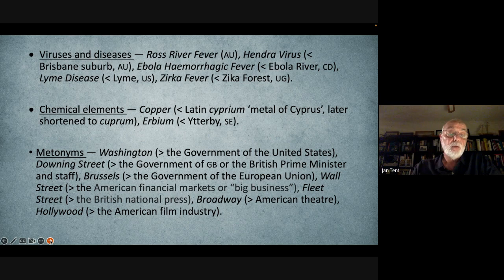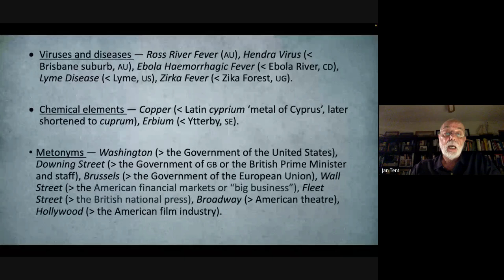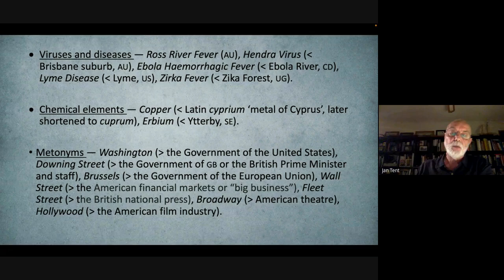Chemical elements come from place names, and metonyms. Metonyms are names that you apply for a larger concept. So when we say Washington, we're actually meaning the government of the United States, or Downing Street, the British Prime Minister or government, or Brussels, the European Union, and Wall Street, the American financial market, Broadway, the American theatre, and Hollywood, the American film industry, and so on. So place names also play a part as metonyms.